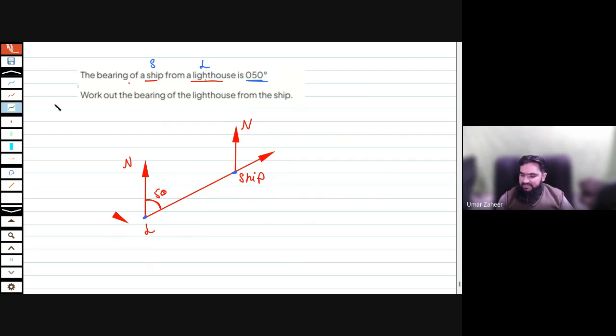In the next part, he says that you have to find the bearing of the lighthouse from the ship. This means we have to stand on the ship and move clockwise until we reach the position of the lighthouse. This is the angle that we need to find.